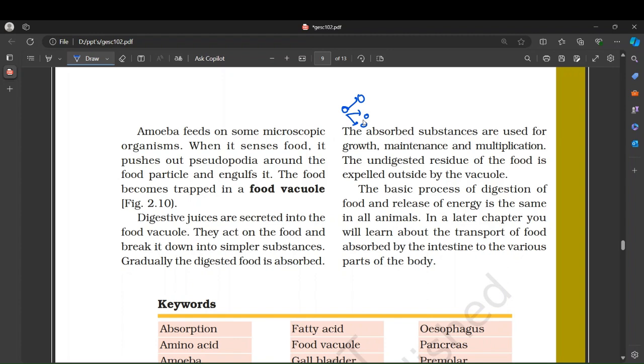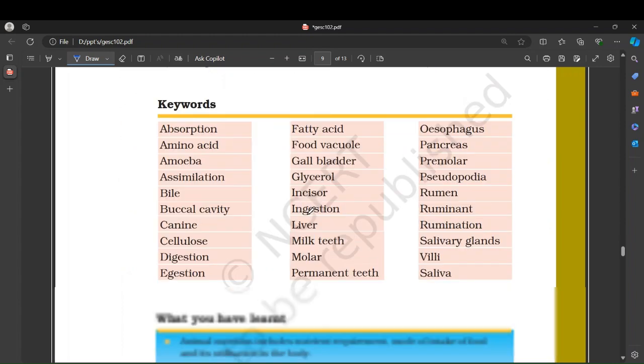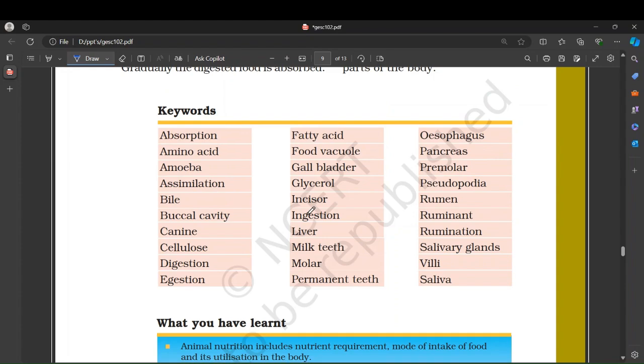So the basic process of digestion of food and release of energy is the same in all animals. In a later chapter you will learn about the transport of food absorbed by the intestine to the various parts of the body. So here we will stop. Let's see some exercises. You can just read the keywords.